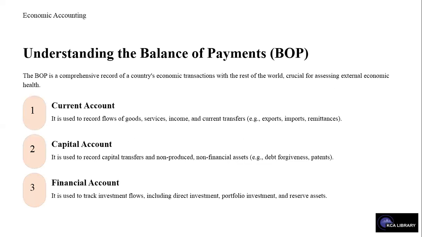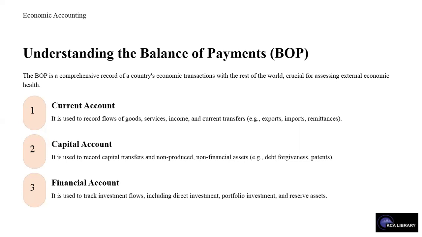Another concept is the balance of payments, as we said in the introduction to the module. When we talk about the balance of payments, it is a comprehensive record of a country's economic transactions with the rest of the world, and it is crucial for assessing the external economic health of the country.